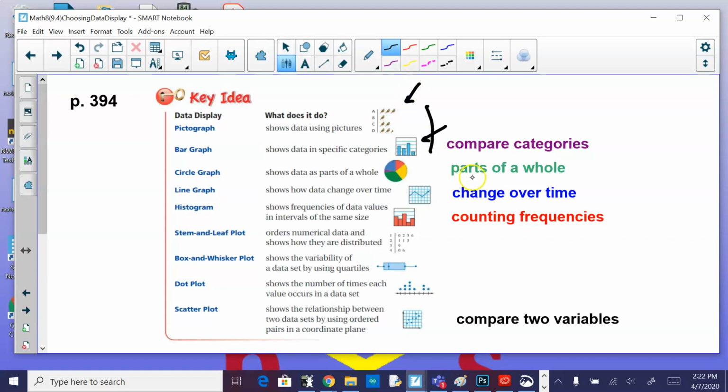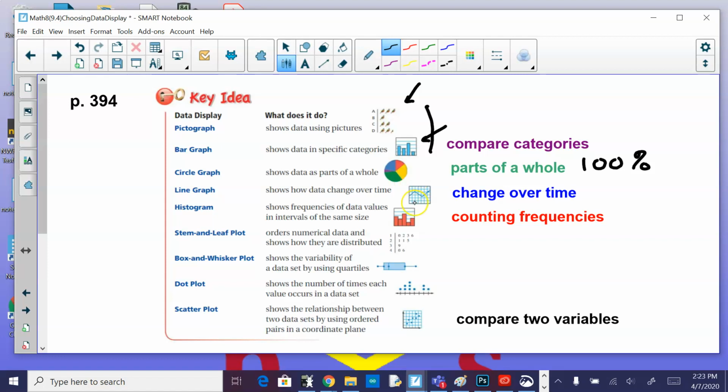A circle graph is when you want to show something that has a whole, like 100%, and then you want to show the different parts. So here you can see in the circle graph, the largest part is green and then yellow. Okay, and you can compare different sizes of the whole circle.